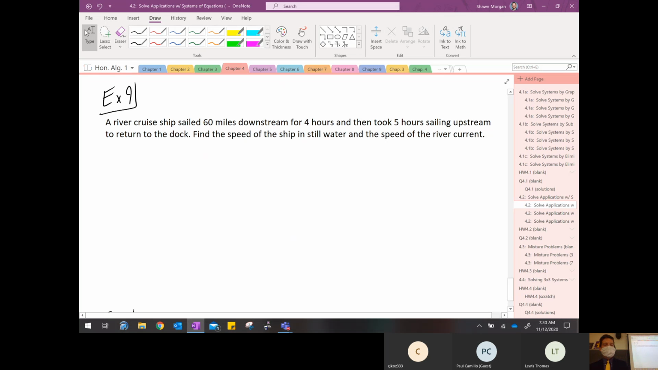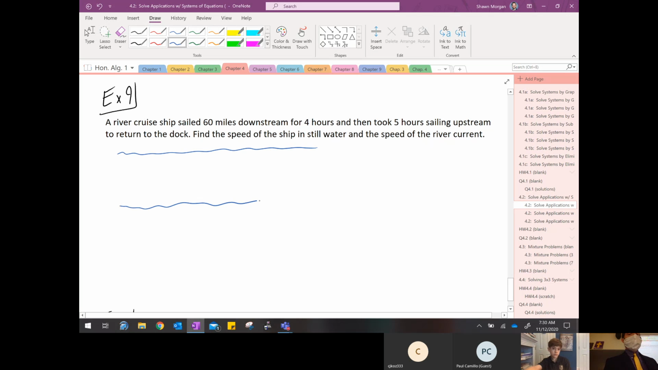Okay. All right. Well, the reason that this one is going to be a more challenging example is because, yes, it's a rate, time, and distance question, but the rate of our cruise ship is not, there's more than meets the eye. We'll say it that way. Okay. So I'm going to draw a little picture of a river here, and we're going to talk about the words downstream and upstream.